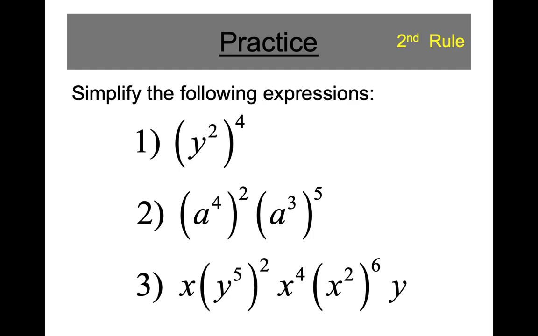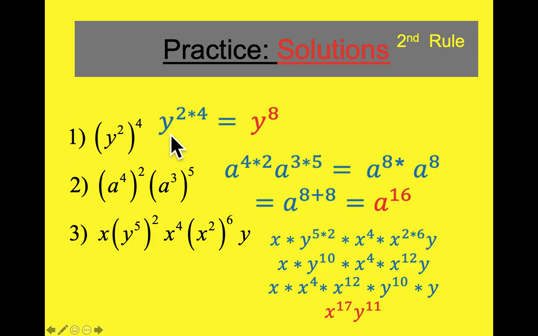All right, here are some examples. Go ahead and jot these down, try these, and then come back and look at the examples in a moment. All right, the first one, y squared raised all to the 4th power means that we'll have y to the 2 times 4, or y to the 8. This one is a to the 4th power raised to the 2nd power, so a to the 4 times 2, and a to the 3rd power raised to the 5th power, so we have 4 times 2, 3 times 5.